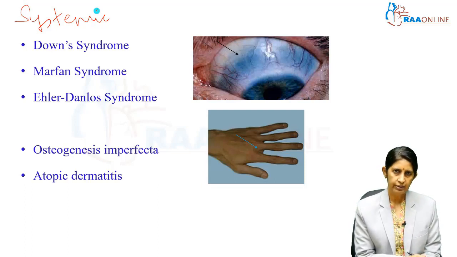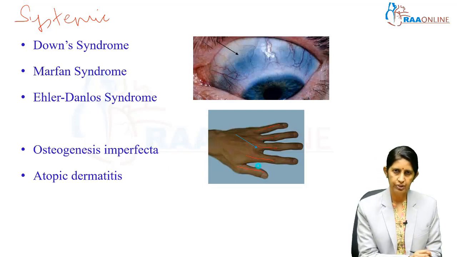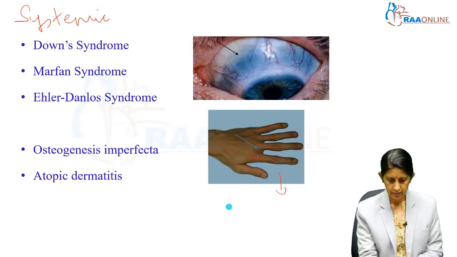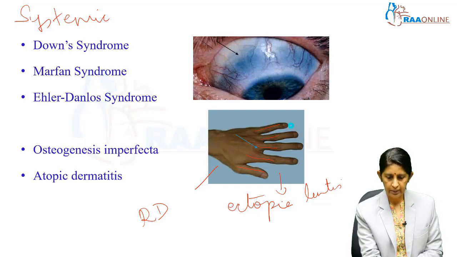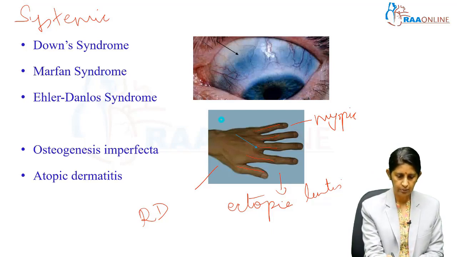Marfan syndrome is another connective tissue disease. The picture here shows you a patient with Marfan syndrome. Long digits, which is called arachnodactyly, is one of the characteristic features of Marfan syndrome. Apart from this, these patients can have ectopia lentis. Another feature is that they are predisposed to retinal detachment, and many of them can be myopic. So all these are features of Marfan syndrome, and along with this, these patients can also have keratoconus.